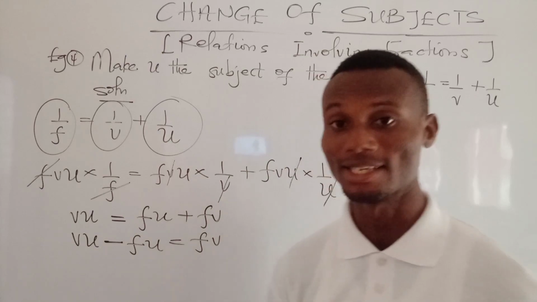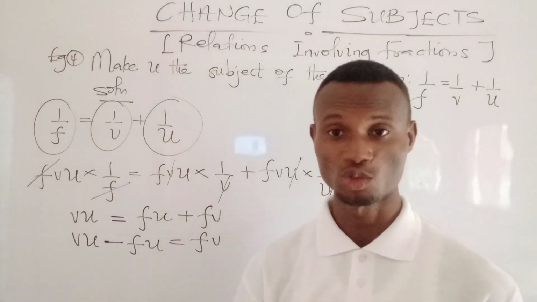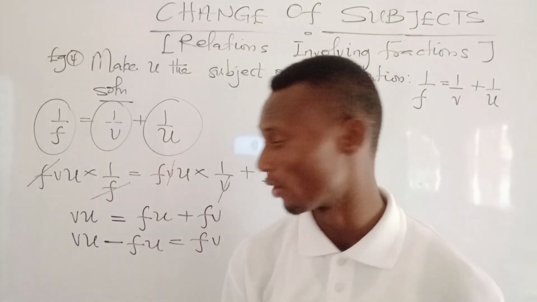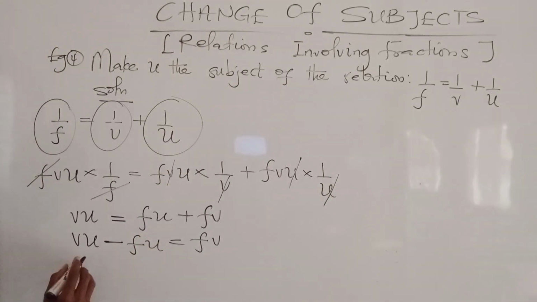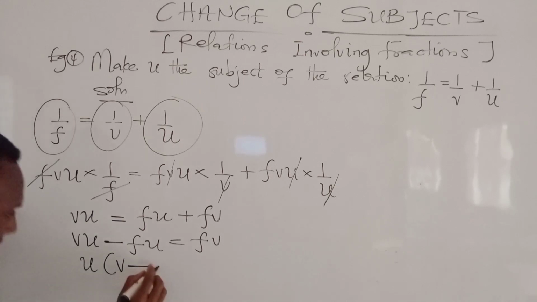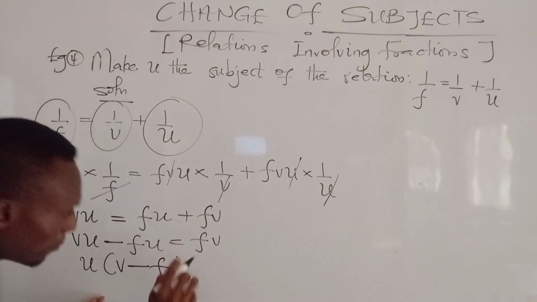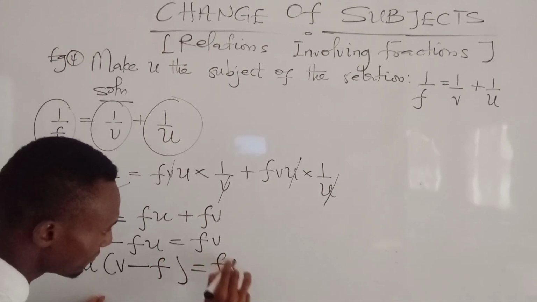The only way to get our U out of it is to apply factorization. I've taught you factorization, so we are going to apply that knowledge here. So I'm going to factorize U out. I have my U out, then I bring my bracket, then I ask myself, what will I put here so that when I multiply it by the U, I will get the VU back, and that is going to be V. Then you bring your minus, and ask yourself the same question, what will I put here so that when I multiply it by this U, I'll get the FU back, and that is going to be F. So that's the factorization. Bring your equal sign, then bring your FV, which is here.